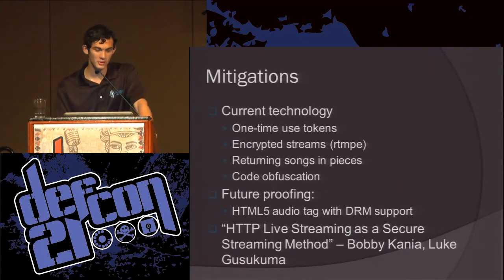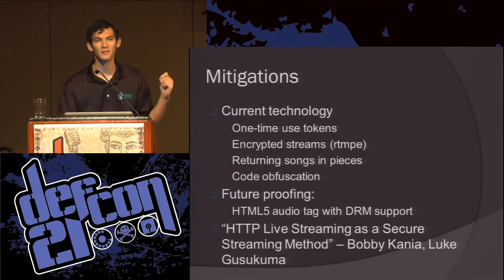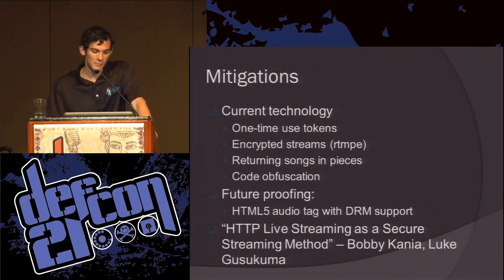Using current technology, one-time use tokens are definitely the best way to prevent what I showed you before: right-clicking, opening a new tab, and then saving it, because the second request won't work. I've also seen people use RTMPE streams. This is Adobe's protocol, and the E stands for encrypted. I just want everyone to know that just because your protocol has an E in it doesn't mean it's encrypted. I've seen many services which use regular non-encrypted RTMP traffic and just call the protocol RTMPE, and that doesn't make it secure.